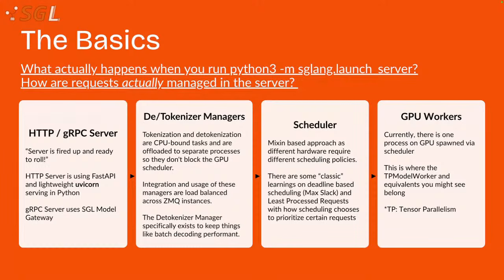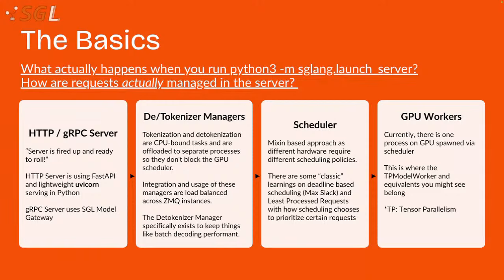Once a request goes through there, it's routed through our tokenizer and detokenizer managers. For those who aren't aware, tokenization and detokenization are CPU-bound tasks and are usually offloaded to separate processes so they don't block the GPU scheduler. SGLang pioneered and is known for zero overhead scheduling, where you are planning what's happening next on the GPU while your current CPU cycle is running. We'll go more into how this works a bit later.